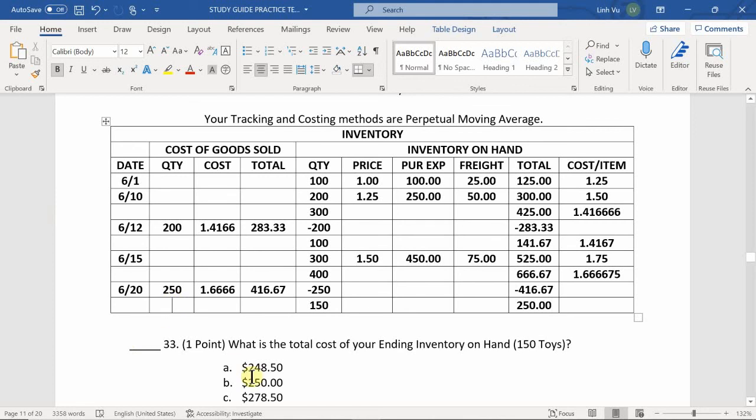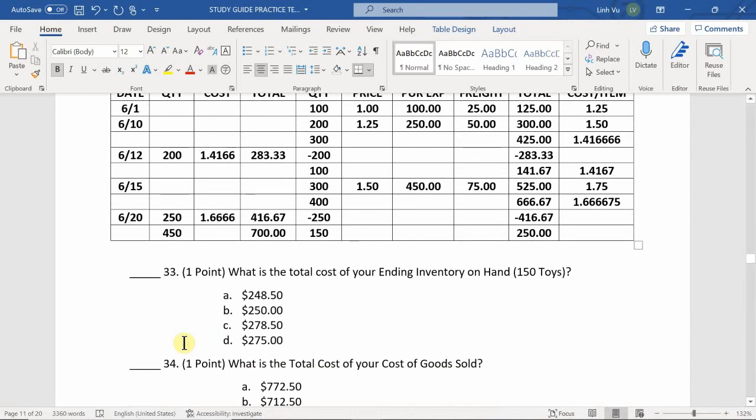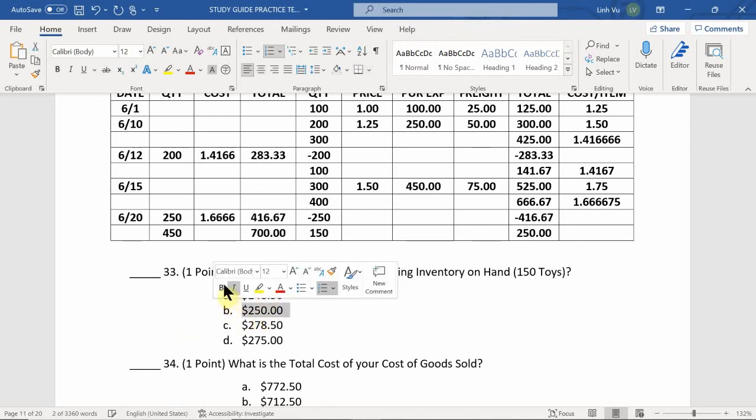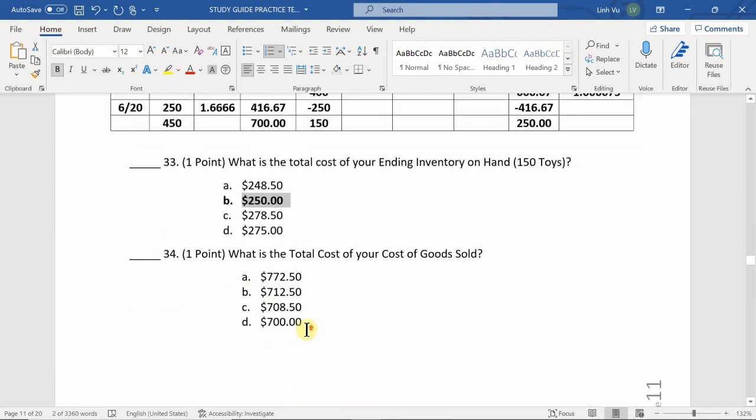Okay, so here, let's total up our totals. So we have 450 units at what total cost? Let's see, 416.67 plus 73, 700. Right. All right, so let's go ahead and answer the questions. What was the total ending of your inventory? 250. Right. What is the total cost of your goods sold?